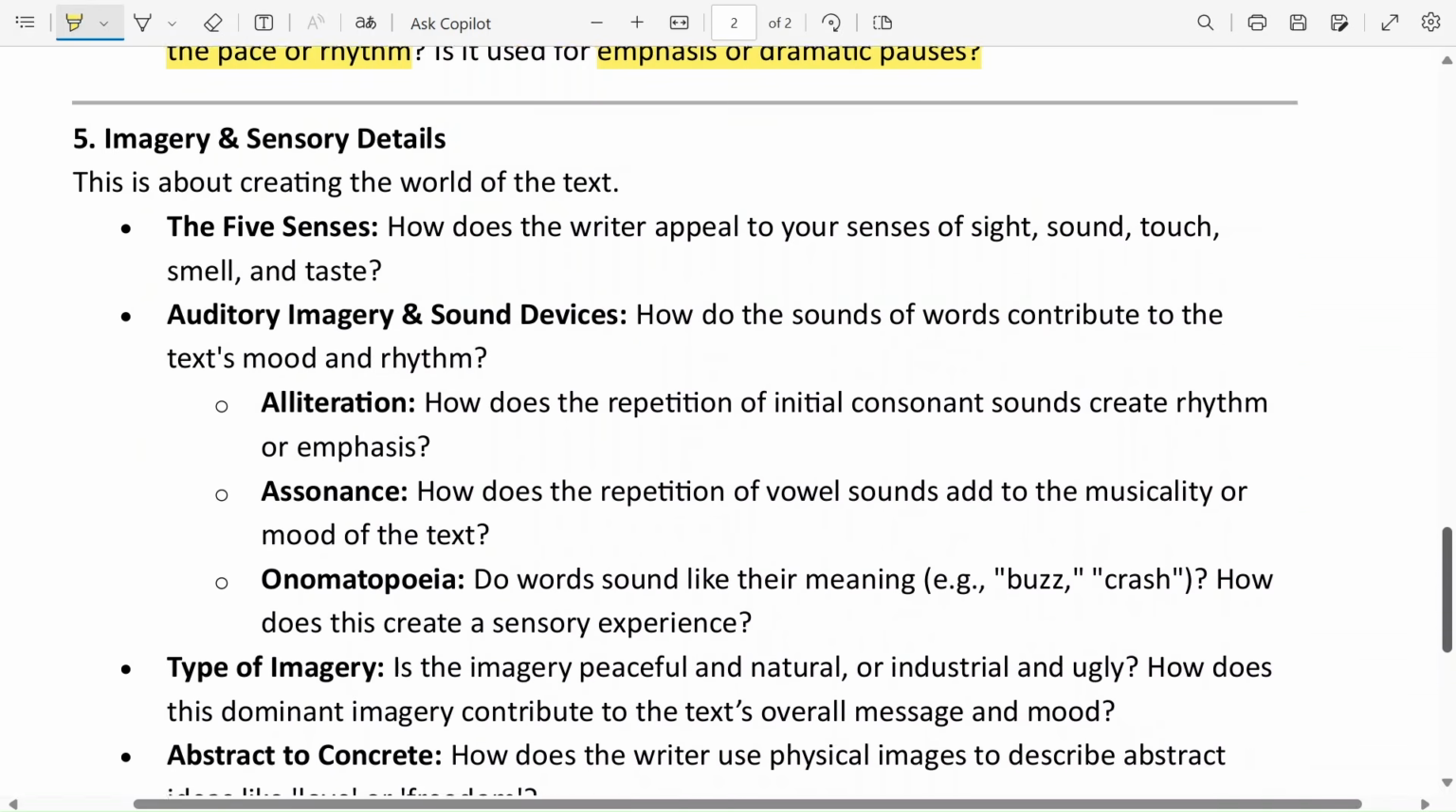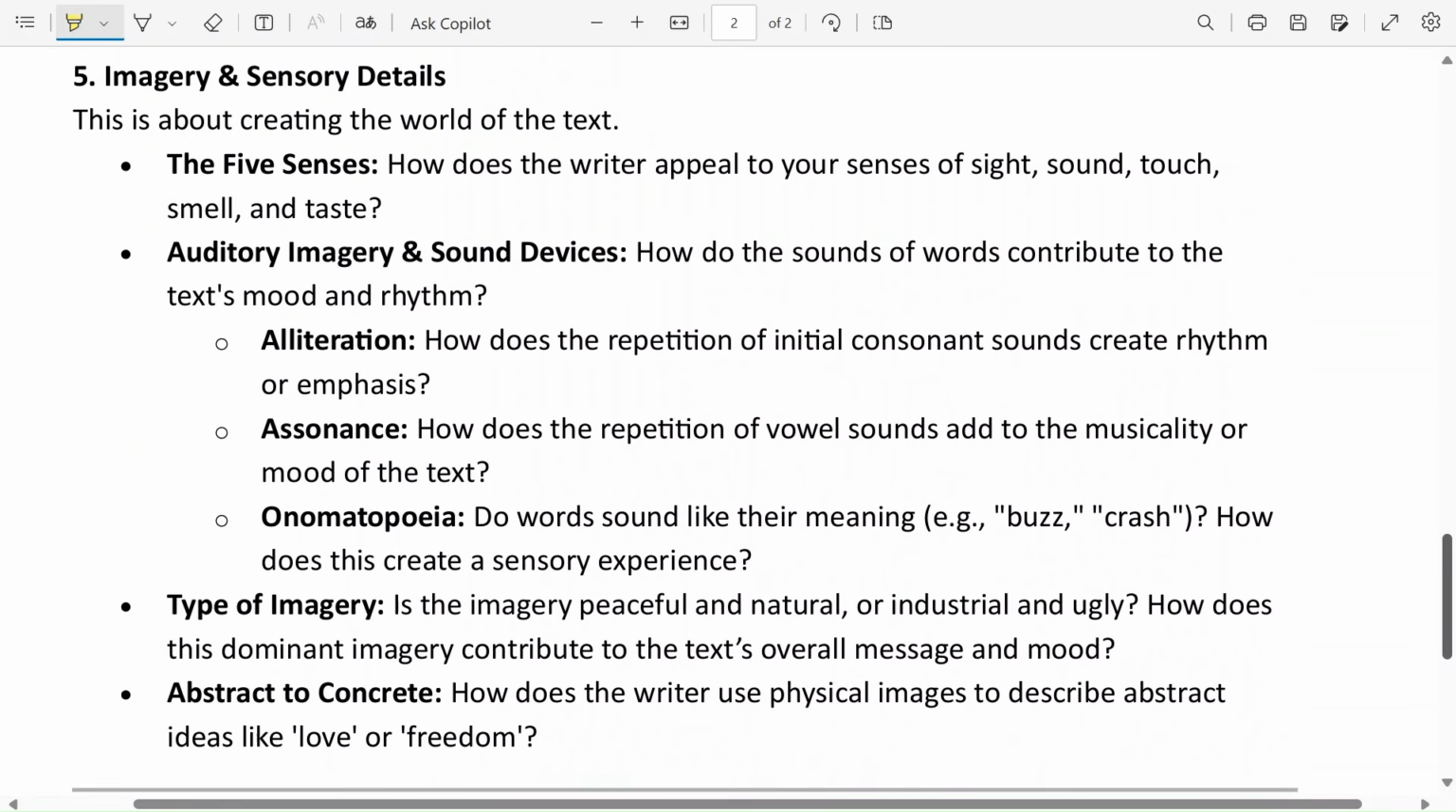Next, let's immerse ourselves in imagery and sensory details. This is how the writer brings the world of the text to life. The key here are the 5 senses. So you're looking at how the writer appeals to your sight, sound, touch, smell, and taste. What is it that you see, hear, feel, smell, or taste as you read?